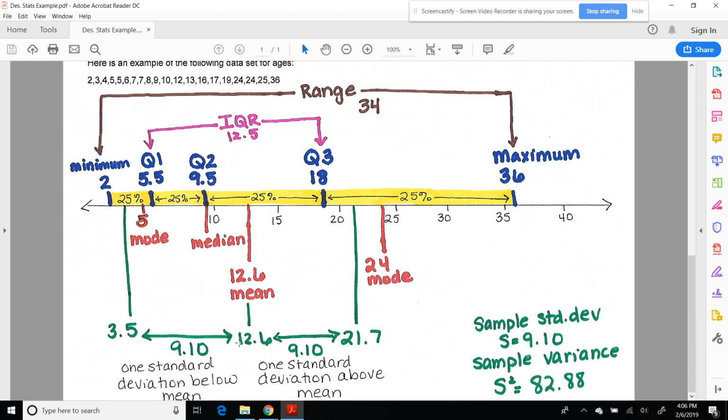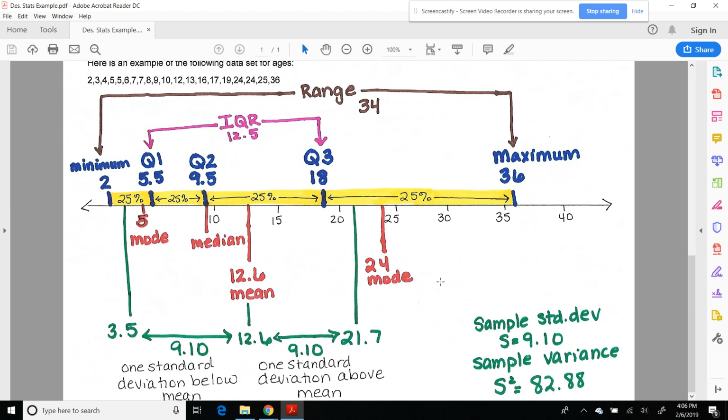So one standard deviation below the mean goes from 3.5 to 12.6. As much as I can do one standard deviation below, I can do one standard deviation above. So this time I add the mean 12.6 plus 9.10, the standard deviation, and I should get 21.7. So there we go. That's how I found the distance of the first standard deviation. Remember, when I say one standard deviation, I've got to go below and above. So that's why I did it as one standard deviation below and above. Okay? So that takes care of my measures of variation.